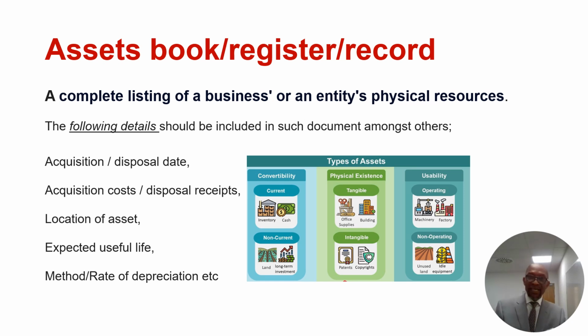Assets also can be classified according to their convertibility, physical existence, or usability. Convertibility means when they can be used, like current assets or non-current assets. Physical existence covers things like tangible and intangible assets. Some assets are tangible and some are intangible. Usability means in terms of operating and non-operating assets. All this distinction will be clearer in my future tutorial.